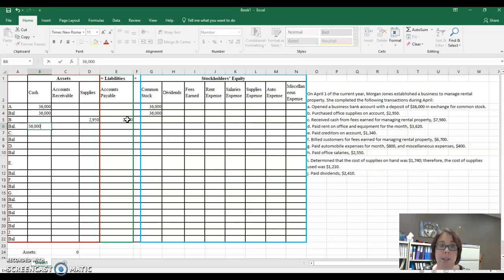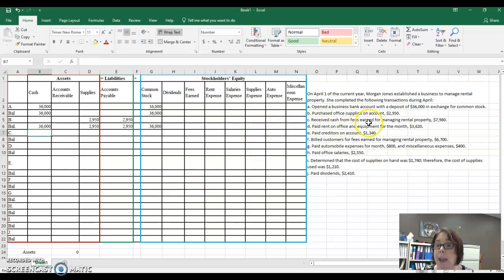So we still have $36,000 in cash. Bring down the $2,950 and the $36,000, and we are balanced, because $36,000 plus $2,950 totals $38,950, and these two total $38,950.